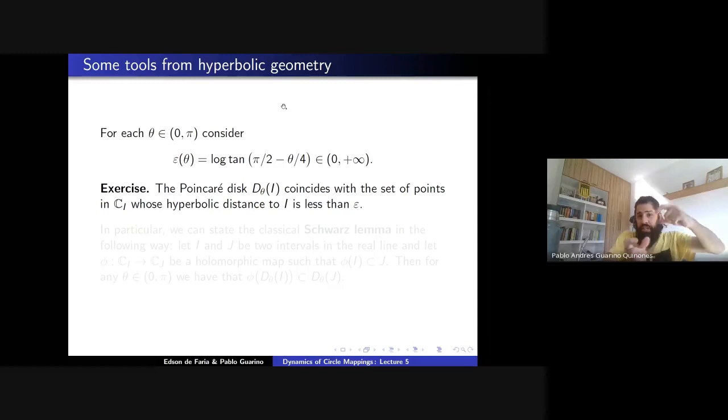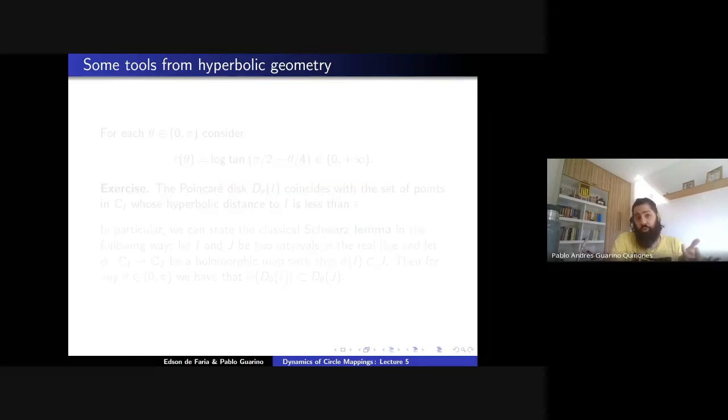So this formula is a diffeo between 0 pi and the positive numbers. It is, of course, a real analytic diffeo. It is orientation reversing. You can see here a minus sign in front of theta. And it makes sense because if your angle theta is close to zero, you have a huge Poincaré disk, meaning that epsilon is almost infinity. But then if theta starts to go from zero to pi, then you are close in this domain. So epsilon is going to zero. And if theta is quite close to pi, we saw it in the previous picture, epsilon is close to zero. So this is an orientation reversing diffeo.